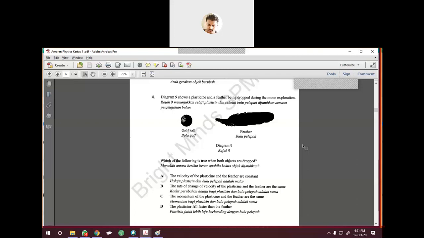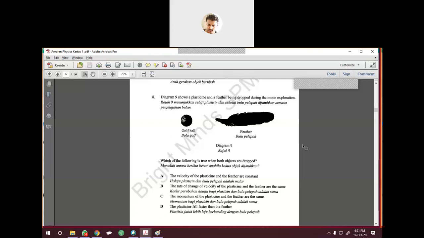If the moon had air, would both drop at the same time? No, it won't. So we will assume that the velocity of the plasticine and the feather are different, correct? Yes. The feather will drop much slower. And how about the momentum of the plasticine and the feather, are they the same? No, because the velocity is different, so the momentum, mv, will also be different.